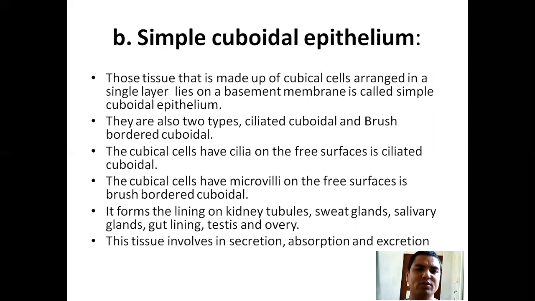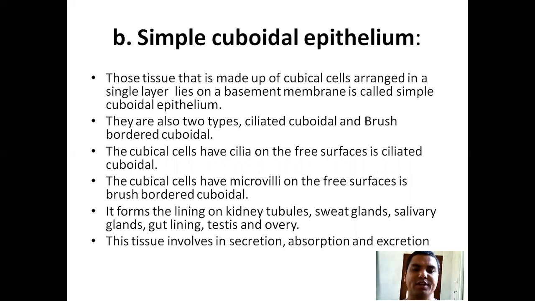Simple cuboidal epithelium is the tissue which is made up of cubical cells arranged in a single layer, lying on the basement membrane. There are two types of simple cuboidal epithelium: ciliated cuboidal and brush border cuboidal. If the cubical cells have cilia on the free surface, it is called ciliated cuboidal. And if the cubical cells have microvilli on the free surface, it is called brush border cuboidal epithelium.